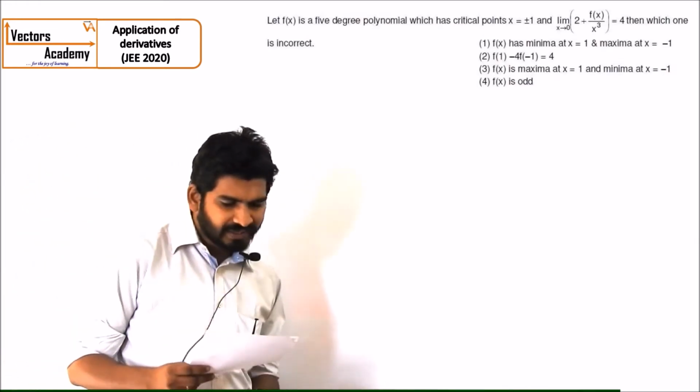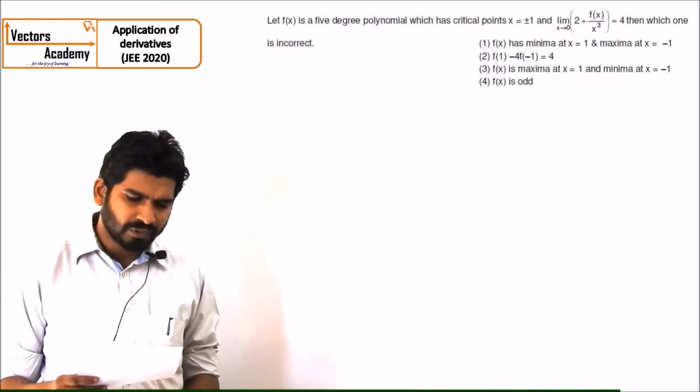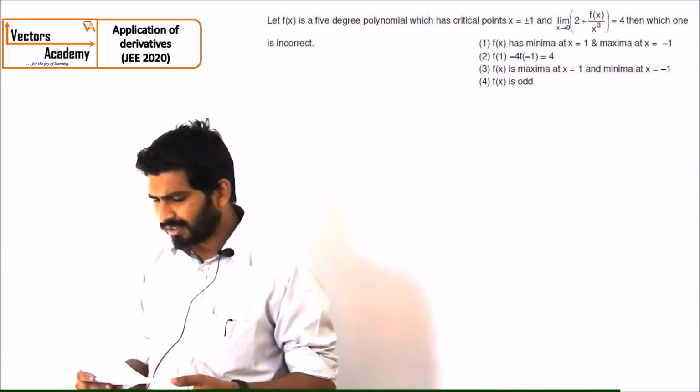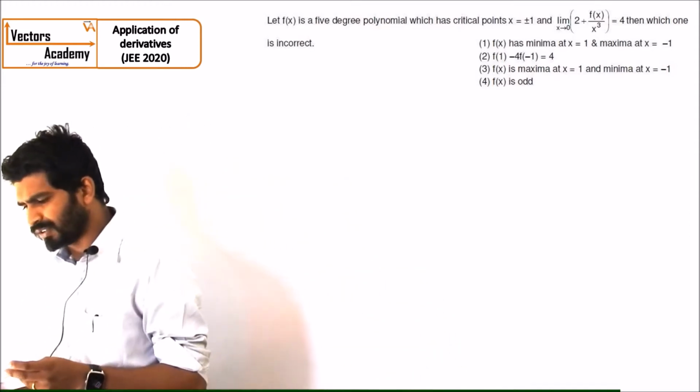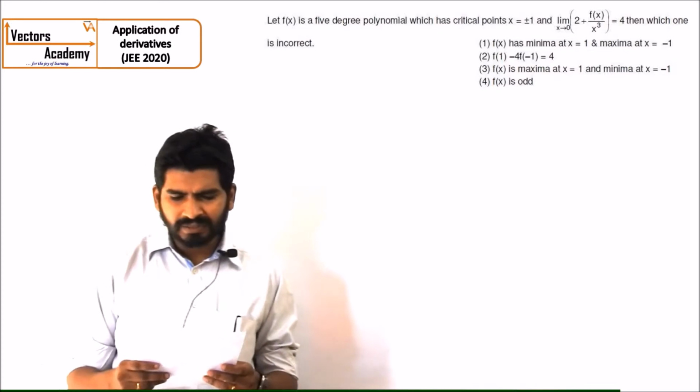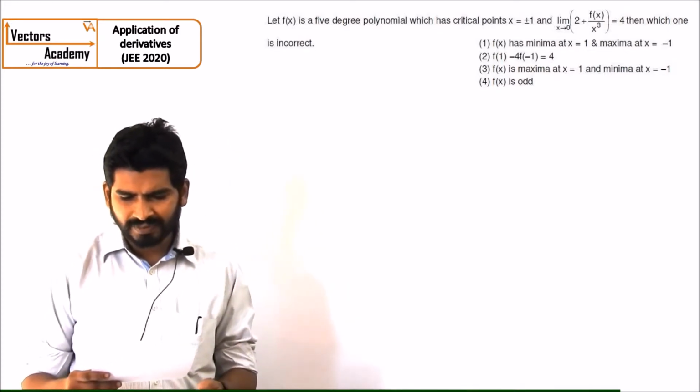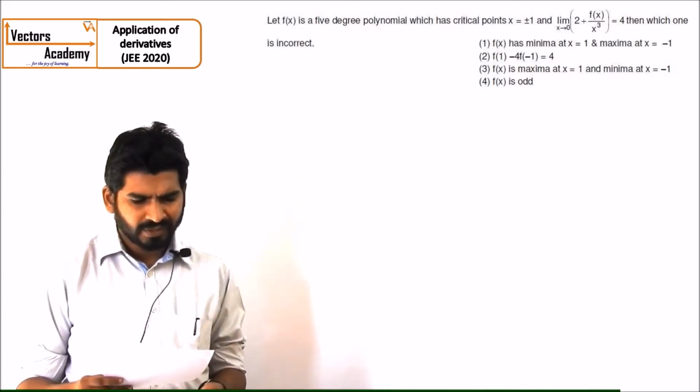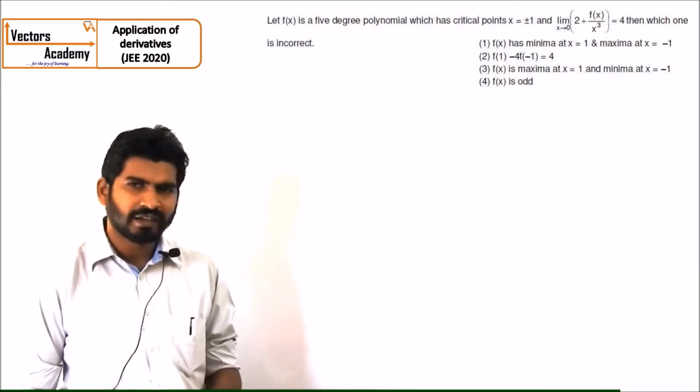The first example states, let f of x be a 5-degree polynomial which has critical points x equal to 1 and x equal to minus 1. And the limit as x tends to 0 of (2 plus f of x) upon x cube is given as 4. Then which of the following is incorrect?